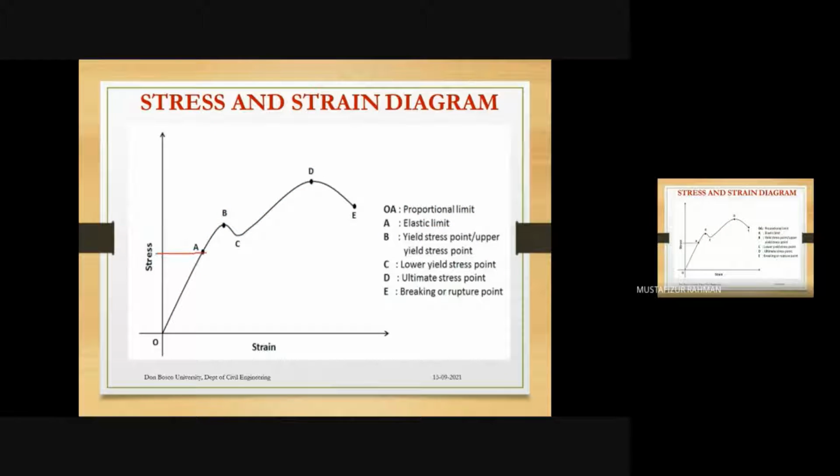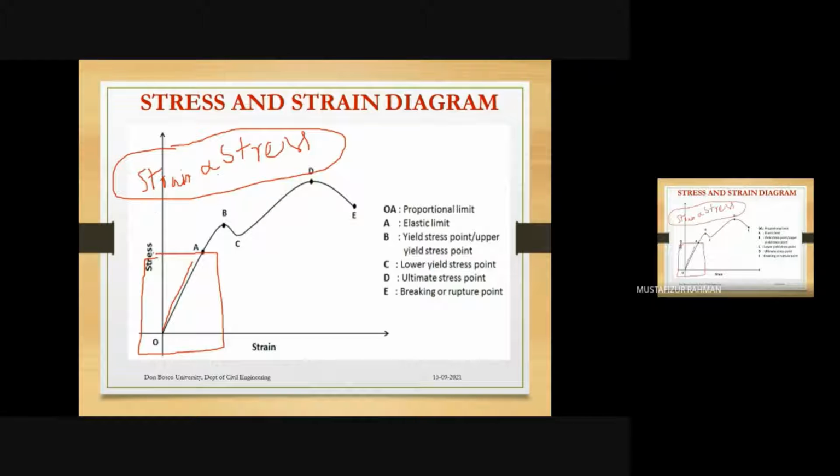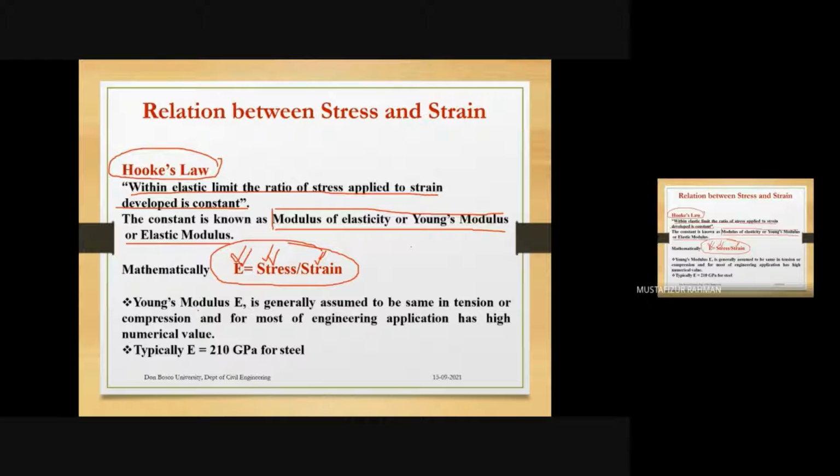What's happening in this region? In this region, there is a linear increment of stress corresponding to strain, or vice versa. The strain is proportional to stress. It is increasing with a linear relationship. The stress is increasing by some amount, and at a constant rate, the strain is also increasing. So this is the linear increment that we are talking about in Hooke's law.